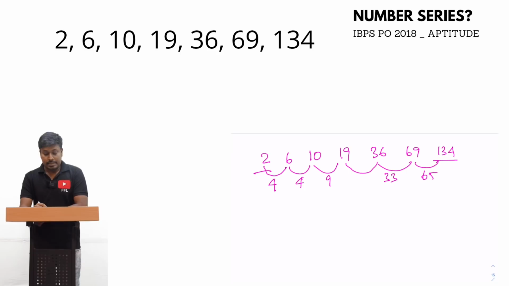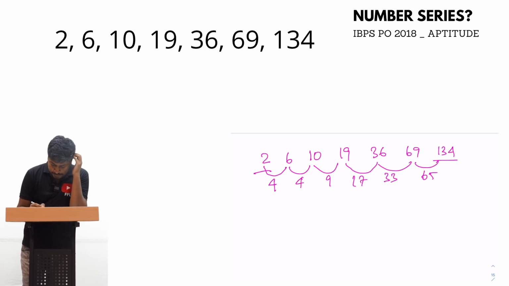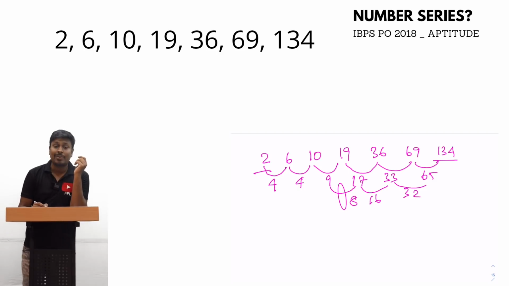So 19, I think they have gone with some pattern, like 17, 13, 65. Can you find the answer? So 35, 32. Let me find the difference of difference. So this will be 32, this will be 16, this will be 8. So friends, just see here, I think I have found the logic.